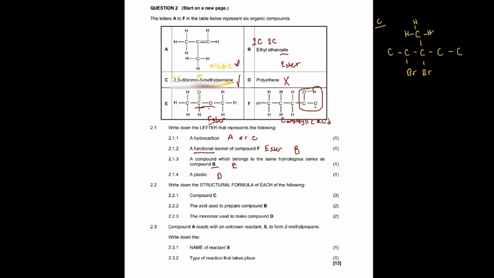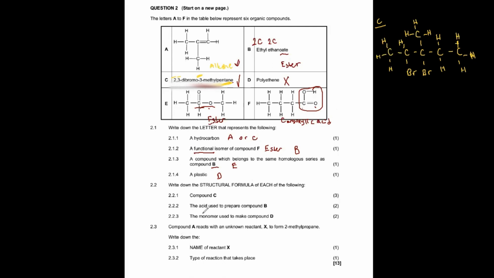I don't have any other substituents, so for the rest I just need to add the hydrogen atoms. The first carbon needs 3 hydrogen atoms to be stable, to have its octet. The second one needs 1 hydrogen only. The third carbon atom has 1, 2, 3, 4 bonds already, so it doesn't need an extra bond. This one needs 2 hydrogen atoms, and the last one needs 3 hydrogen atoms. So that is the structural formula for compound C.